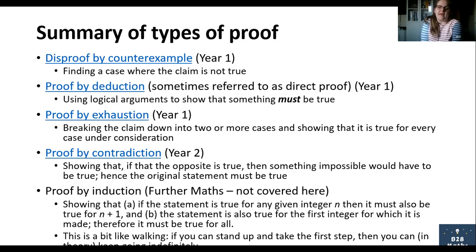And then proof by exhaustion. So breaking the claim down into two or more cases and showing that it is true for every case under consideration. So counterexample and deduction are your slightly easy ones. Proof by exhaustion is a little bit more complicated.